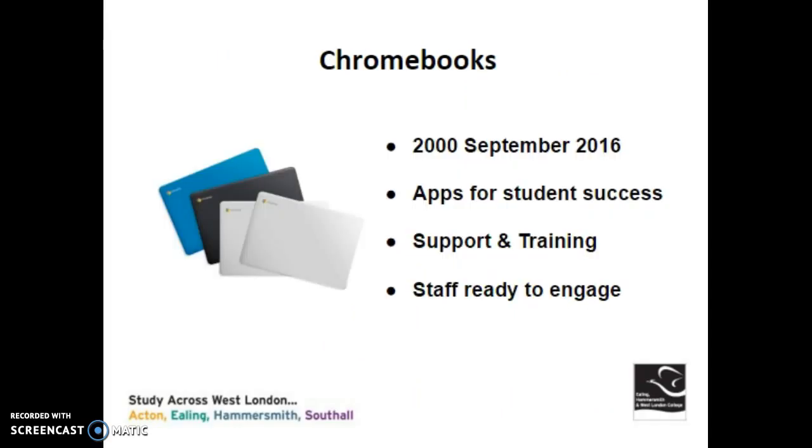Another role for the Google innovators will be to support the rollout of the 2,000 Chromebooks by September. Curriculum managers are currently planning where these will be best used in their teams, and the Google innovators are exploring which apps are most useful. For successful rollout, we need to support the staff who will be using them, and we have to have the support in place for the students who will receive them.